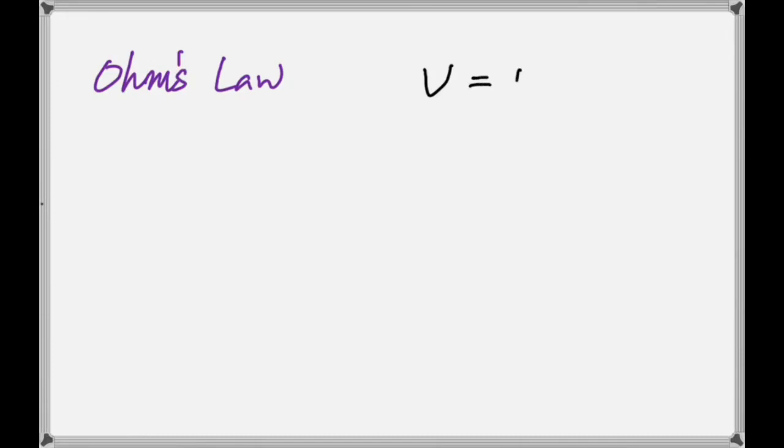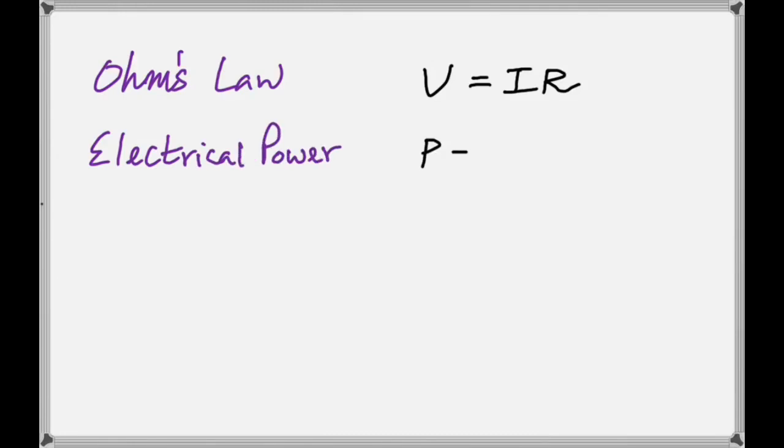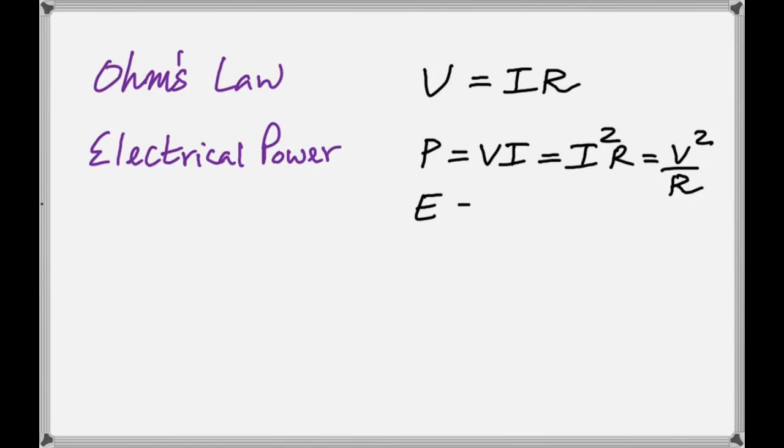Ohm's law, very important rule. Voltage is the product of current and resistance. Electrical power can be written in many ways, but the basic definition is it's the product of voltage and current, and then you can substitute for voltage and get it this way or in a third way. And this is how it's defined.